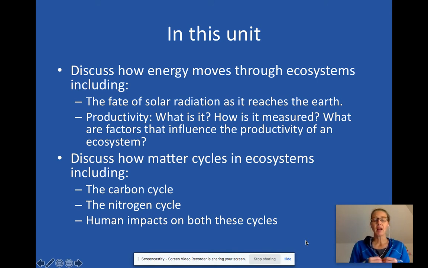And then in our next lesson, we're going to be looking at how matter cycles in ecosystems, and you're going to need to be able to draw systems diagrams of both the carbon cycle and the nitrogen cycle, describing how those bits of matter cycle around within an ecosystem, and then you should be able to outline how humans impact both of those cycles. Okay.